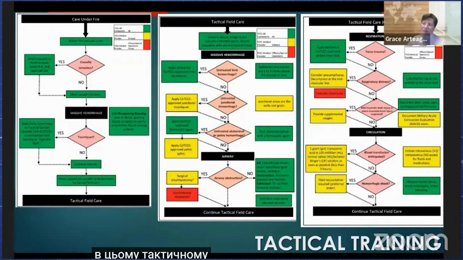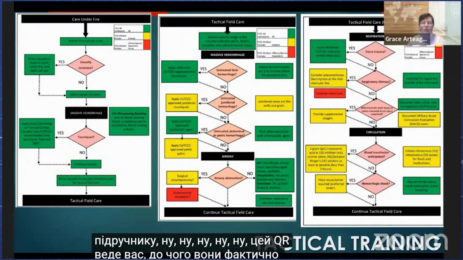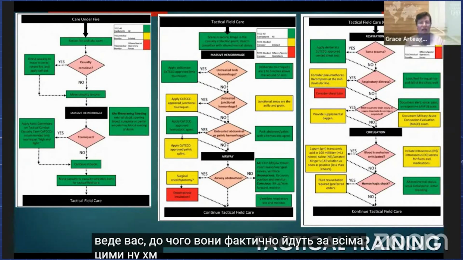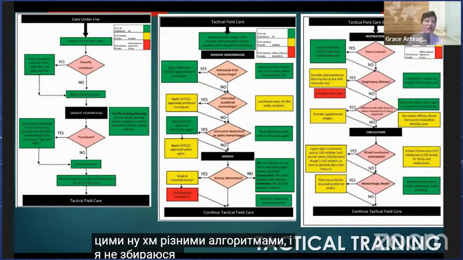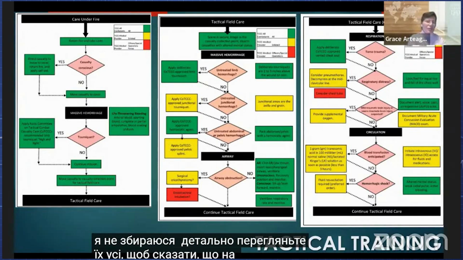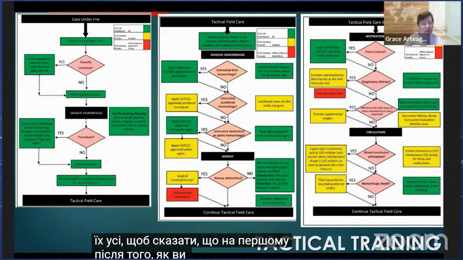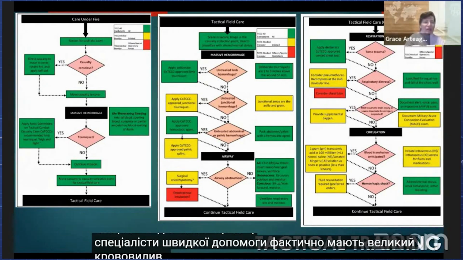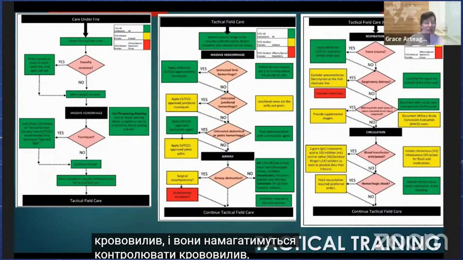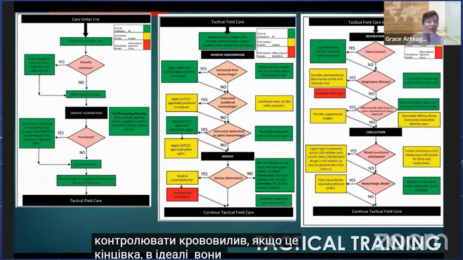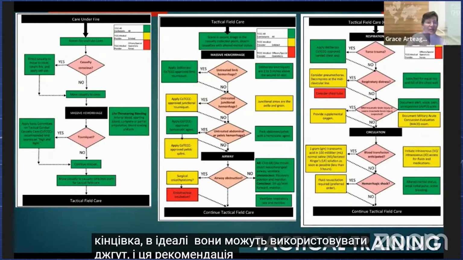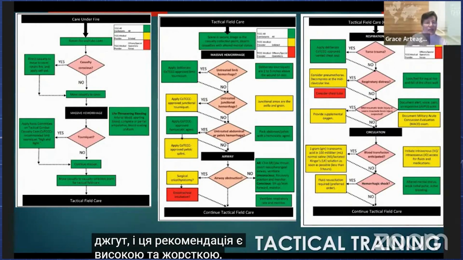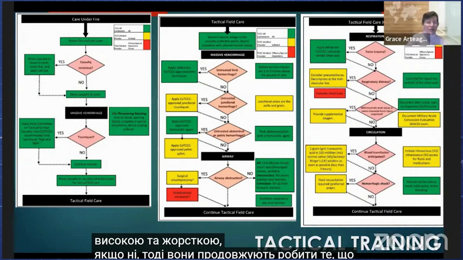In this tactical textbook that the QR code guides you through, they go through 7 different algorithms, and I'm not going to go into detail on all of them. Just to say that on the first one, after you have secured the location of the patient, the first responders go to massive hemorrhage, and they try to control the hemorrhage. If it's an extremity, ideally they can use a tourniquet, and the recommendation is high and tight. If not, then they continue with what they're doing.